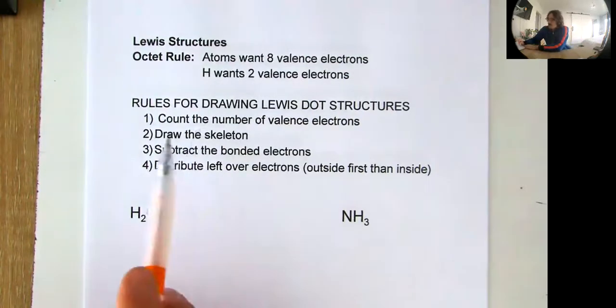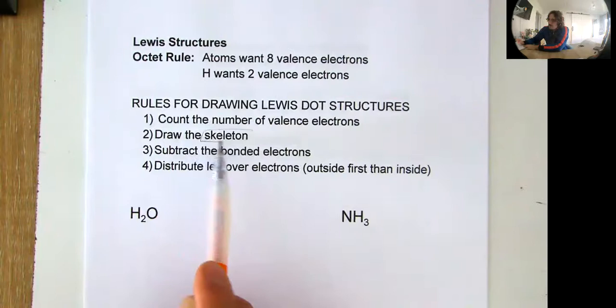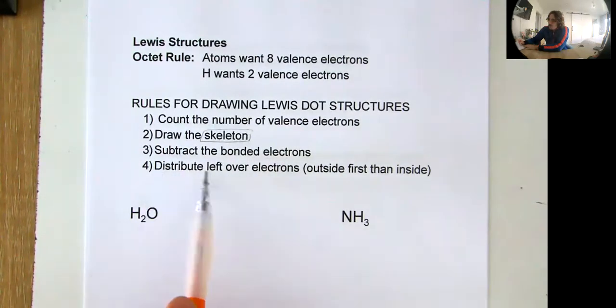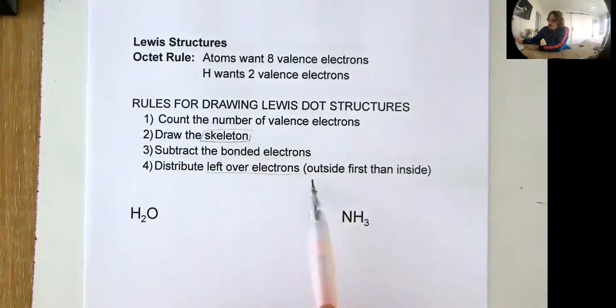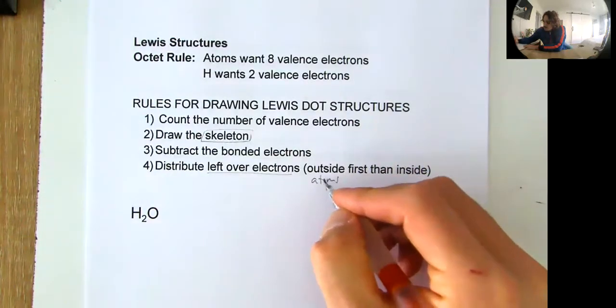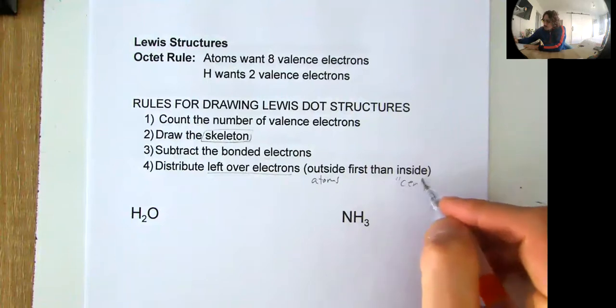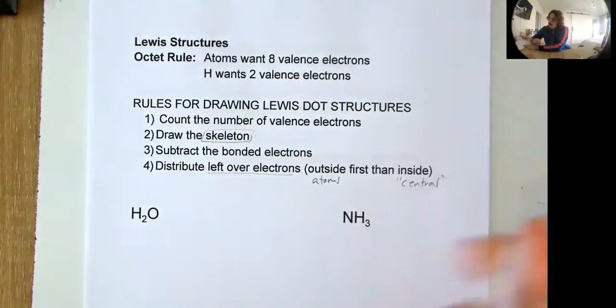So number 1, count the number of valence electrons. 2, draw the skeleton. I'll show you what that is in a moment. And 3, subtract the bonded electrons. And 4, distribute the leftover electrons. And how you're going to distribute them is to the outside atom first. This is the outside atoms first, and then the inside, which we've called the central atom. Okay, so let's follow the instructions here.